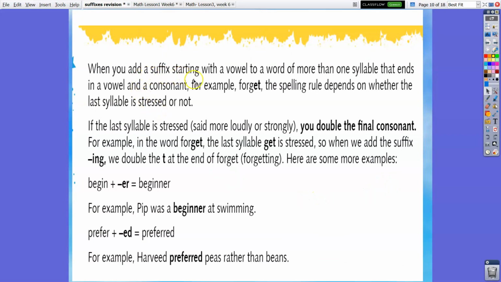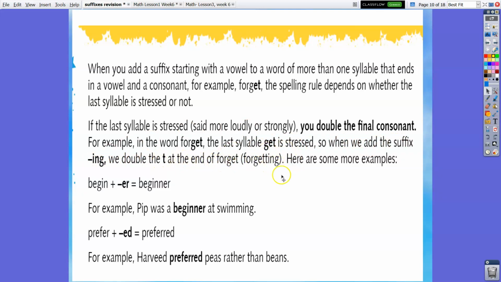When you add a suffix starting with a vowel to a word of more than one syllable that ends in a vowel and a consonant, for example, forget, the spelling rule depends on whether the last syllable is stressed or not. If the last syllable is stressed, said more loudly or strongly, you double the final consonant. For example, in the word forget, the last syllable get is stressed. So when we add the suffix ing, we double the T at the end of forget.